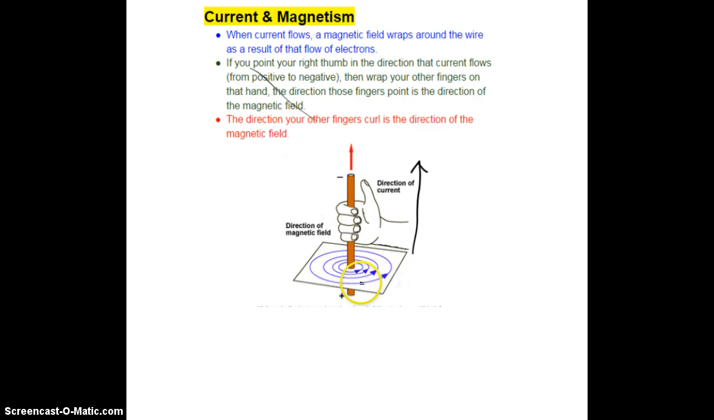Let's take a look at this. If I have current passing from the positive to the negative end, where again we're using the current model, we're not worried about movement of electrons, just movement of charges, a magnetic field wraps around the wire. It doesn't come out from the wire, it doesn't go parallel along the wire, but it actually wraps itself around the wire.